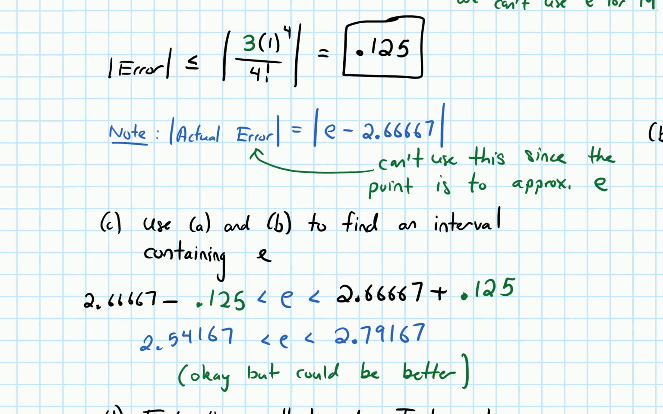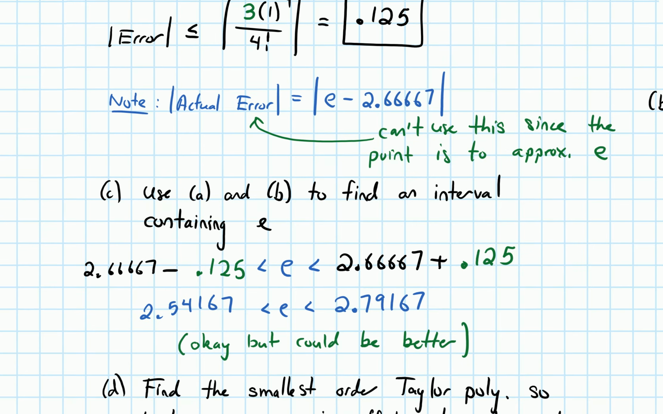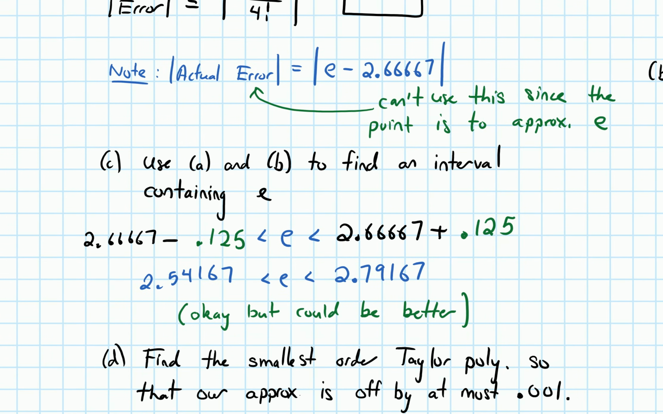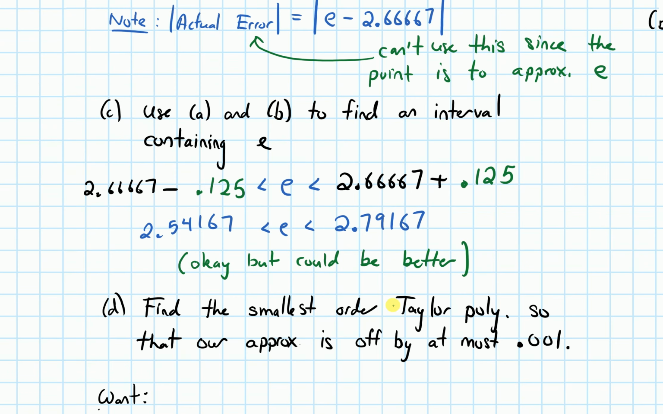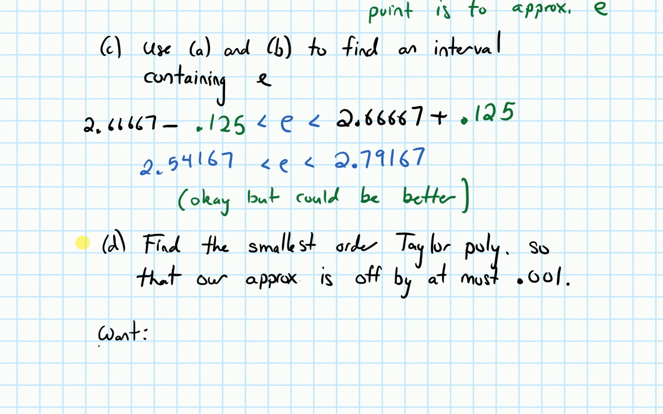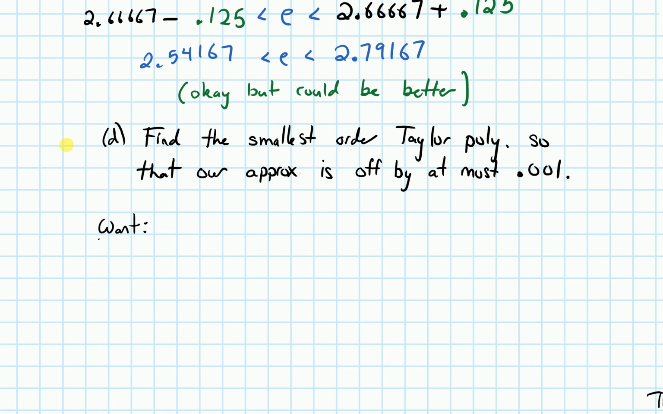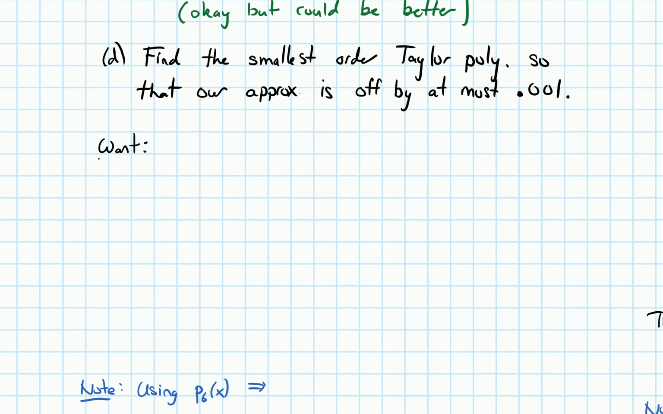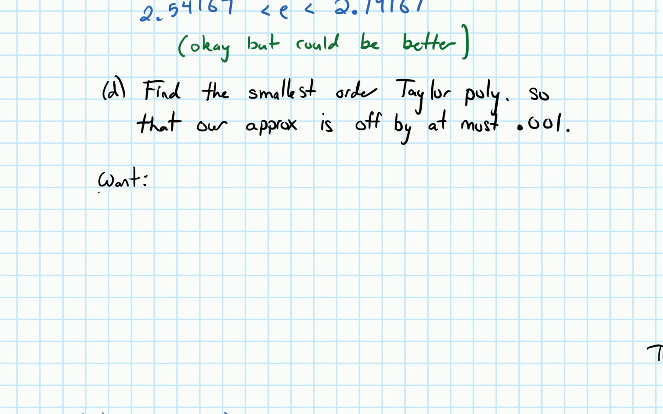All right, so the last part of this example is, now let's try to refine this a little bit. What if I wanted to find the smallest order Taylor polynomial so that our approximation was off by at most 0.001? Because that would be pretty good if we could get it within 0.001. So what we want here, oh, let me scroll up a little bit, that's a little too far down. So we want to do something with the error. Let's look at the absolute value of the error in our error formula. So the absolute value of the error is less than or equal to the absolute value of.